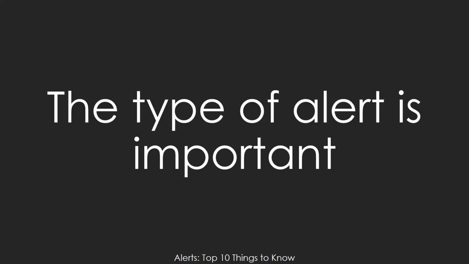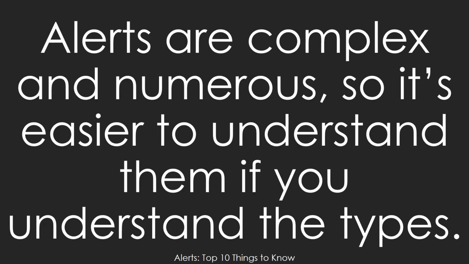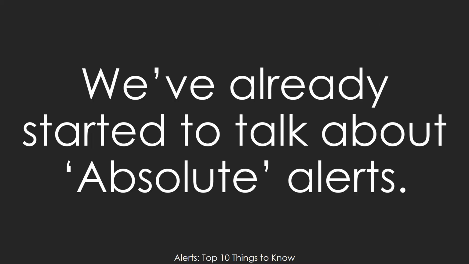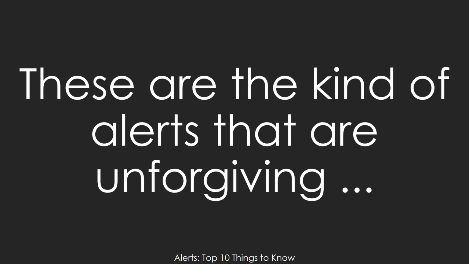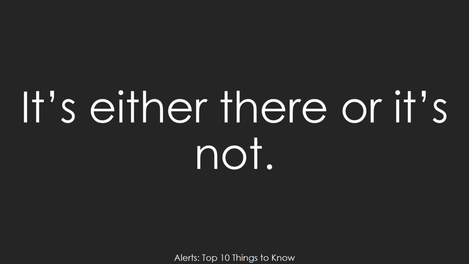Number 5. The type of alert is important. Alerts are complex and numerous, so it's easier to understand them if you understand the types. We've already started to talk about absolute alerts. These are the kind of alerts that are unforgiving. It's either there or it's not.